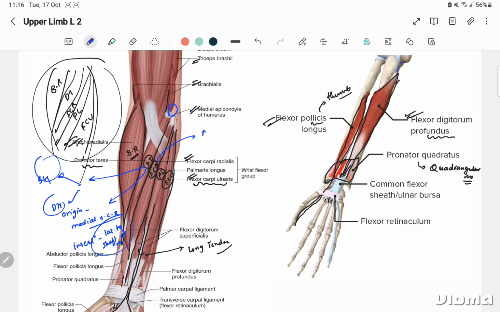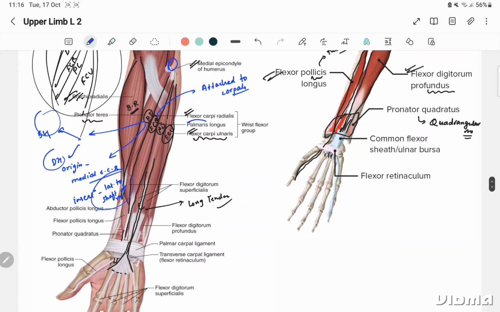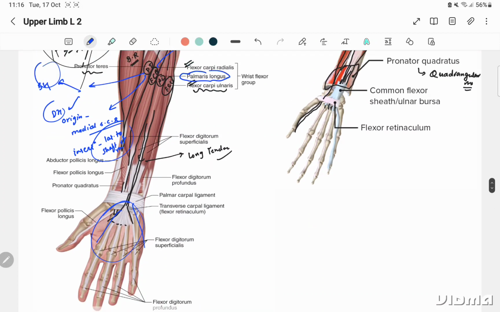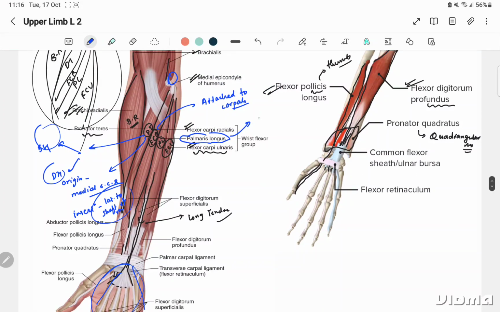Flexor carpi radialis is attached to the carpal bones. The palmaris longus ultimately forms the palmar aponeurosis here. Palmaris longus extends as the palmar aponeurosis. And the flexor carpi ulnaris is present on the ulnar side and goes to the carpals. It inserts to the carpals.